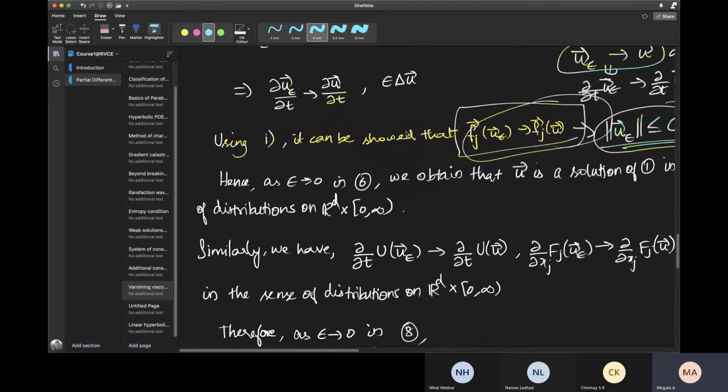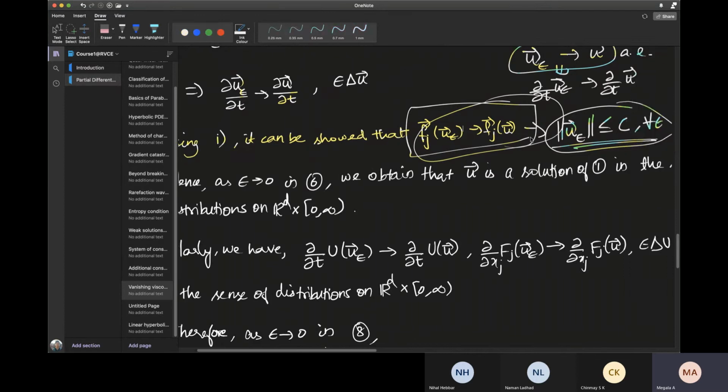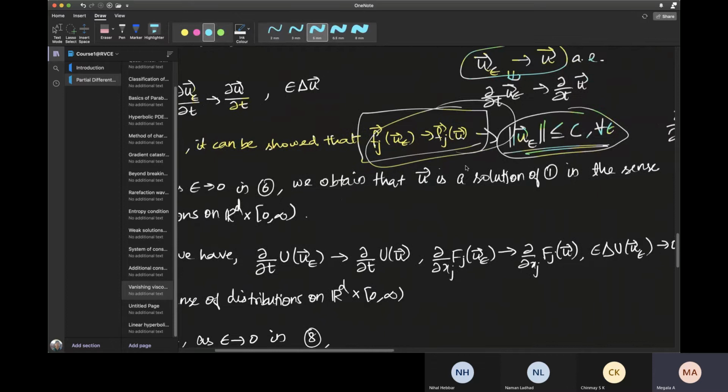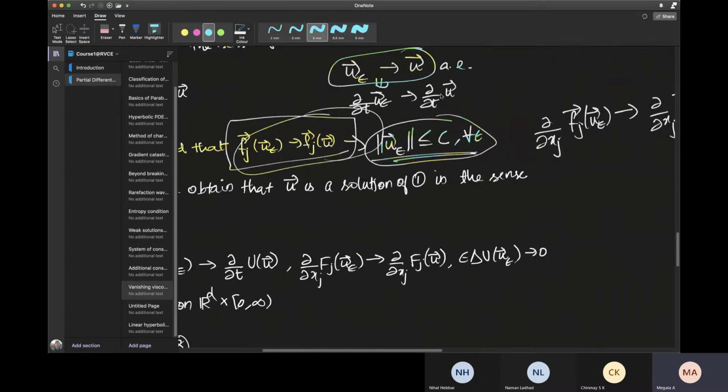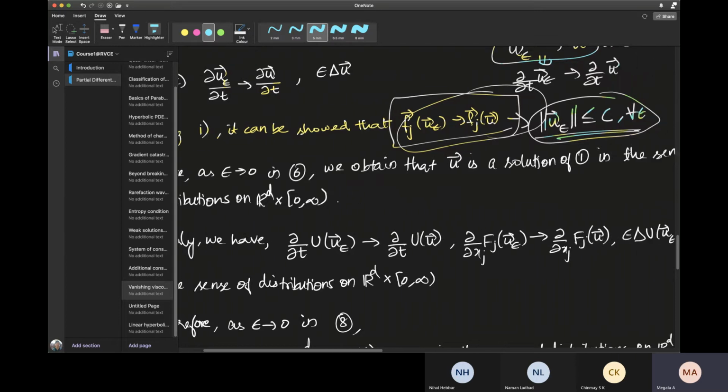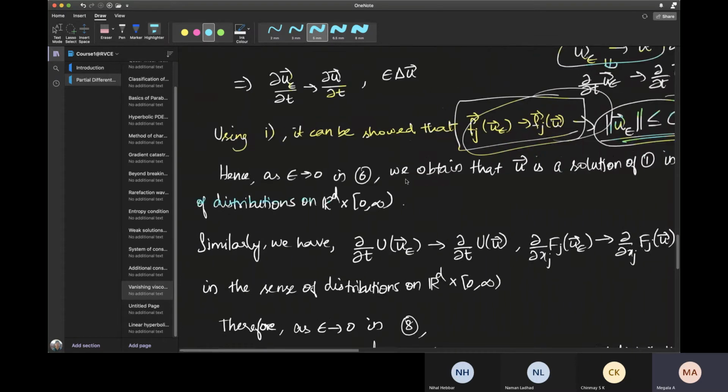So as epsilon approaches 0 in the epsilon viscous PDE, we get the actual PDE itself, but in the sense of distribution. The actual PDE is not obtained at all points, but it is obtained almost everywhere. So as epsilon goes to 0 in the epsilon viscous PDE, we approach the actual PDE almost everywhere. That is why we call it in the sense of distribution.